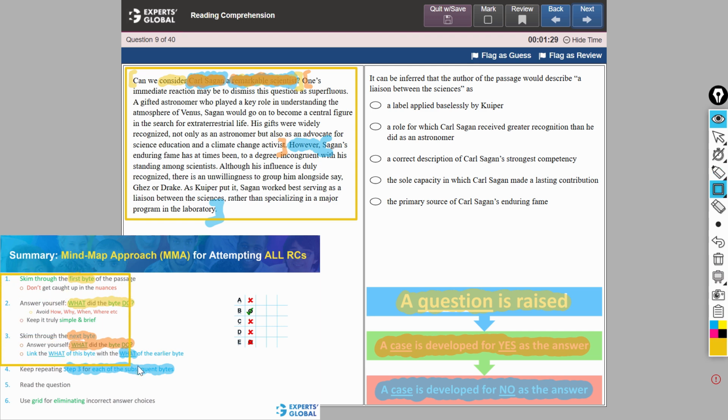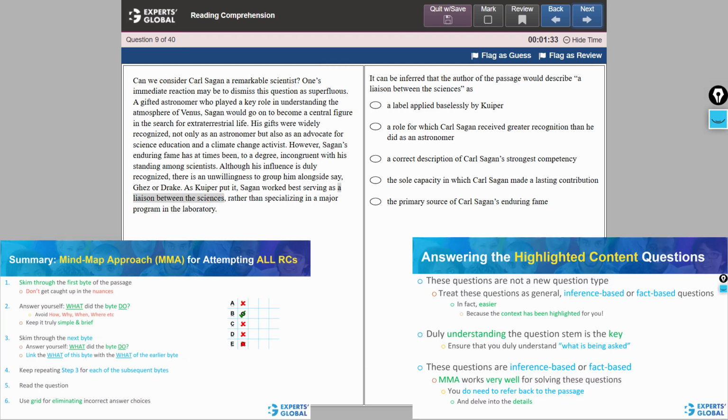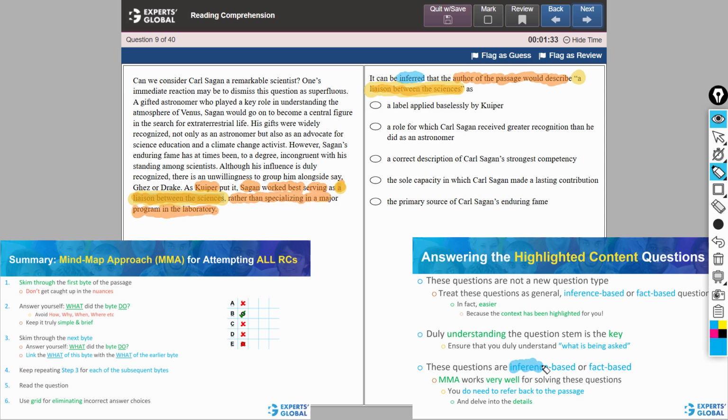We completed the first 4 steps, and now we must go about reading the question stem. We notice that this is a highlighted content question. The question stem is about how the author of the passage would describe the highlighted term. The author of the passage quotes this specialist here to suggest that our scientist worked best serving in this highlighted role rather than something else. It's a pure inference-based question.